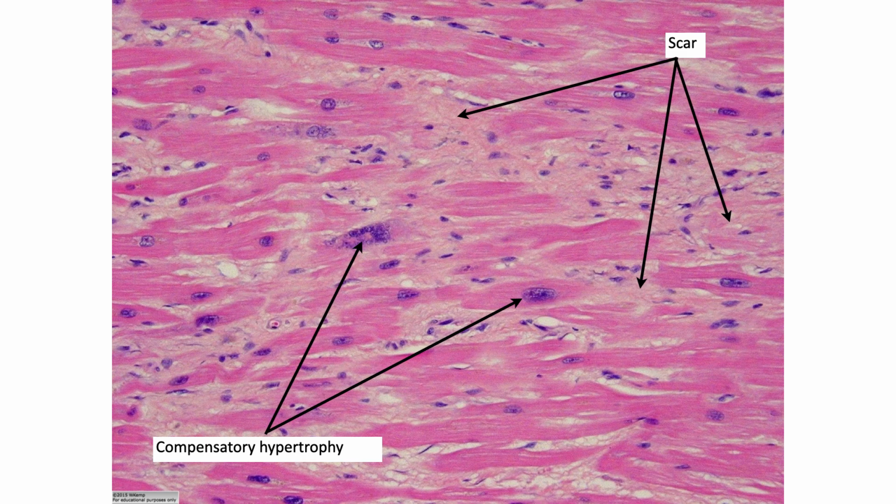And then what will happen is, as you get the scarring, you get compensatory hypertrophy of the surrounding cardiac myocytes, and so the cardiac myocytes will enlarge, and you can see those enlarged boxcar nuclei, and actually the heart itself can enlarge to some degree too.